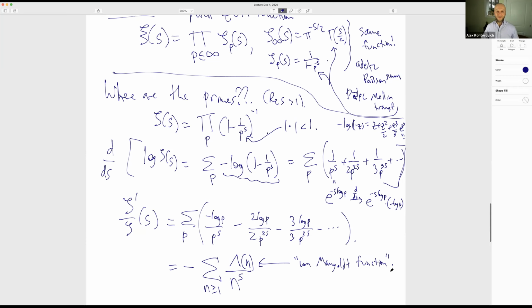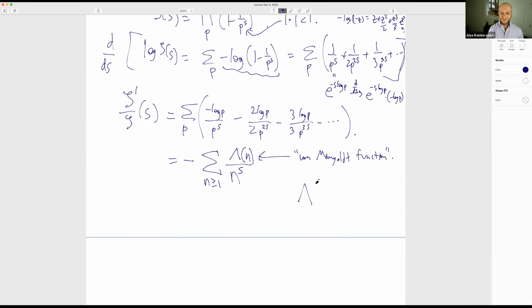So what is it? When do we get a contribution of n to the minus s? Well, we're summing over primes, and the sum over primes only sees prime powers. So if you're not a prime power, you don't occur in this summation at all. Does everybody see that? If you have a prime power, then something happens, but if you're not a prime power, then the answer is 0.